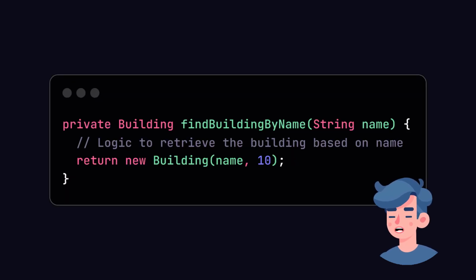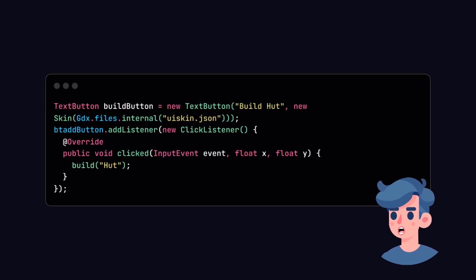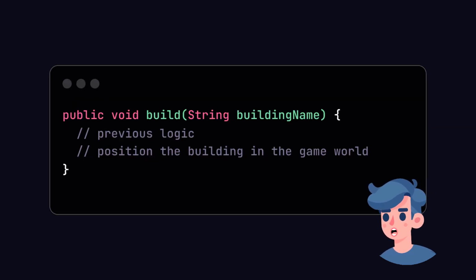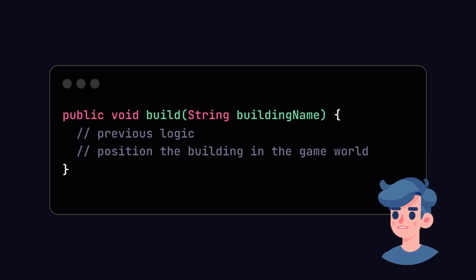Next, we will add a method to find buildings by name in our infrastructure, which will facilitate the building creation process. We need to provide a user interface for building selection, allowing players to choose what to build. Let's create building buttons similar to our gathering button. Adding these buttons to the stage allows players to build structures when they have sufficient resources. Ensure to position them correctly in your game UI. The final piece is implementing an event that triggers when a player builds a structure, enabling them to see their buildings in the game world.